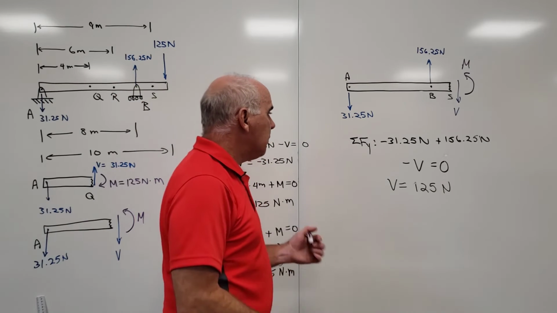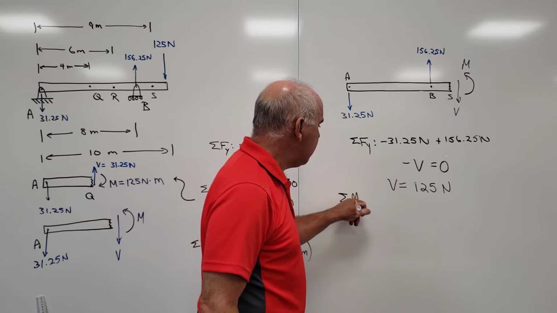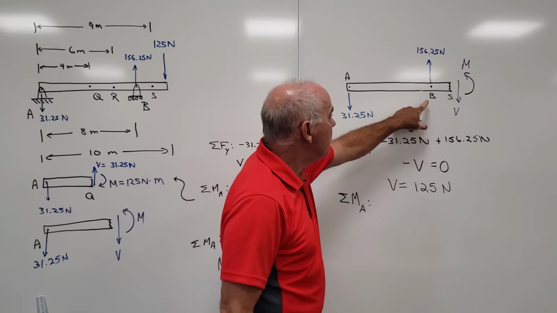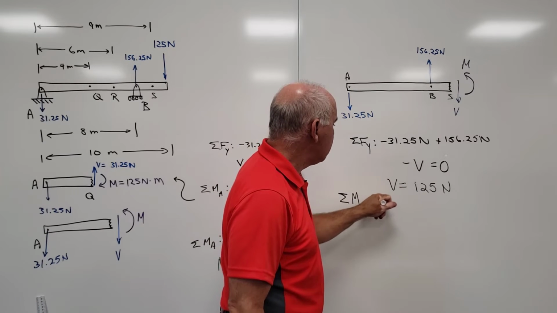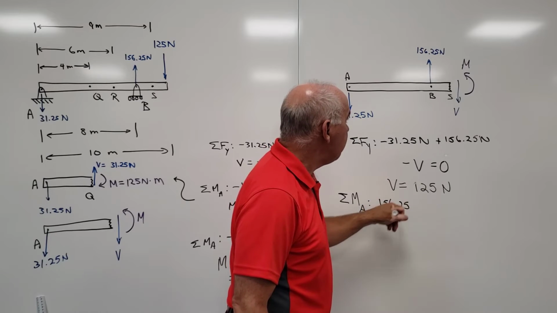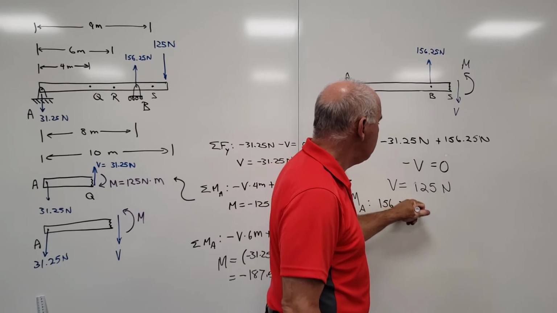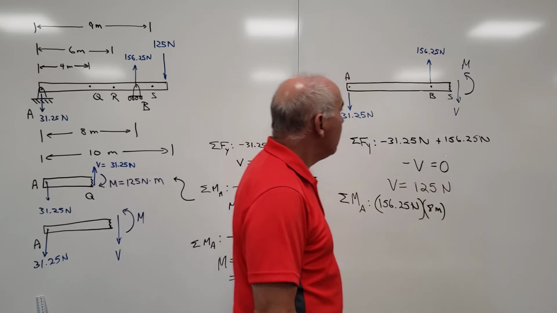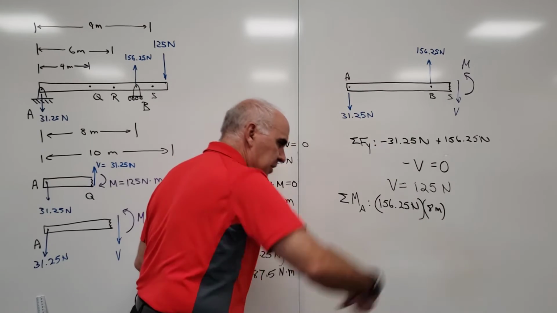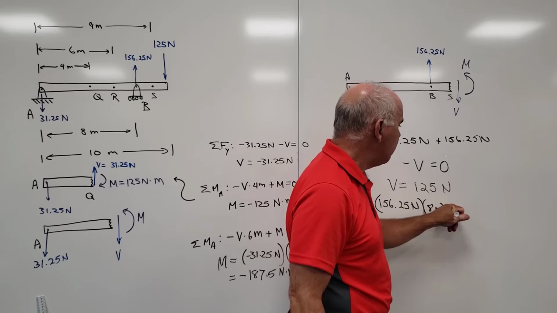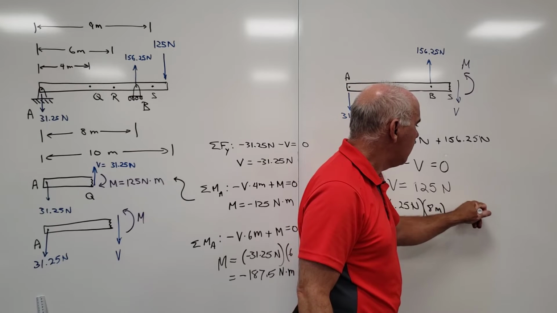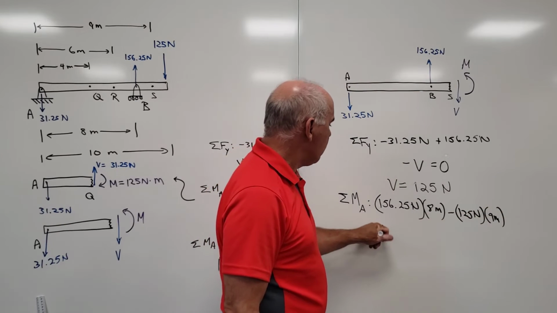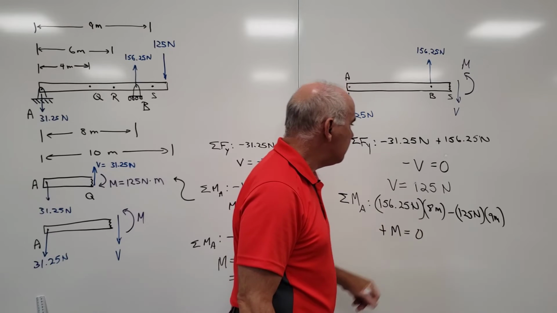All right, and then when I do the sum of the moments, and again, I'm going to take the sum of the moments about A, no force there, so no moment rather, and then at B, I'm going to have 156.25 newtons, and that's at 8 meters. And then V is trying to go this direction, so that's going to be clockwise, so minus 125 newtons times 9 meters, because that's where V is, and then plus M is equal to 0.